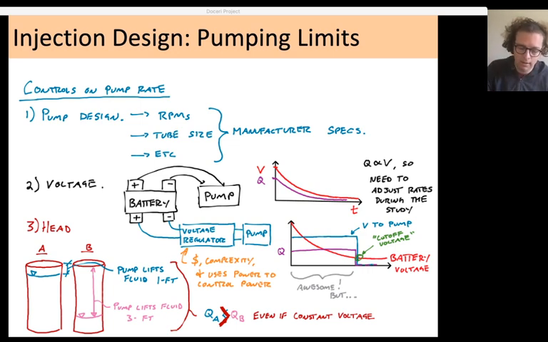Okay, we've got to think about end member mixing. We've got to think about solubility. Can our tracer be dissolved in that injectate reservoir? And we've got to think about our pump and its power source, how we get from the injectate reservoir into the stream.